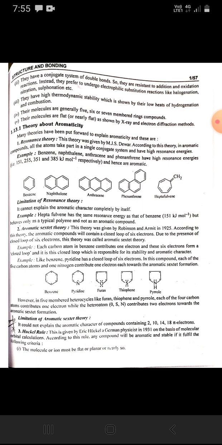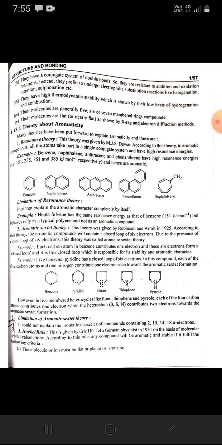However, in 5-membered heterocycles like furan, thiophene, and pyrrole, each of the 4 carbon atoms contributes 1 electron while the heteroatom O, S, or N contributes 2 electrons toward the aromatic sextet formation. Limitation of aromatic sextet theory: it could not explain the aromatic character of compounds containing 2, 10, 14, 18 pi electrons.